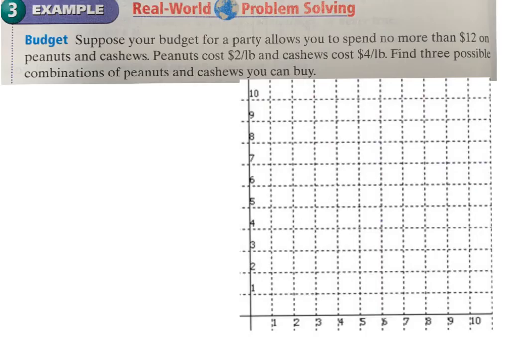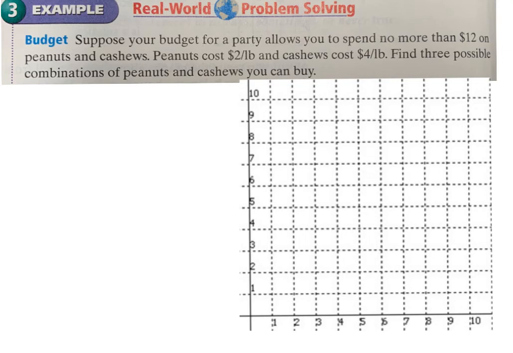Your party allows you to spend no more than $12 on peanuts and cashews. Peanuts cost $2 a pound. Cashews cost $4 a pound. Find 3 possible combinations of peanuts and cashews that you can buy. You'll notice I just have the first quadrant here because you can't buy a negative number of peanuts and cashews, all right? So when you have a word problem, very often you only need your first quadrant, all right?